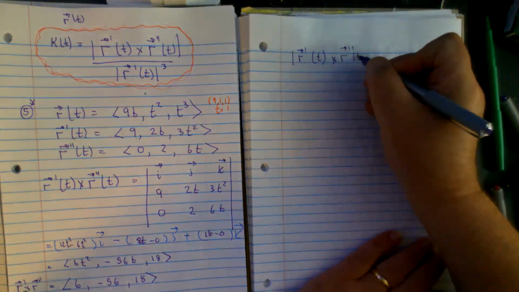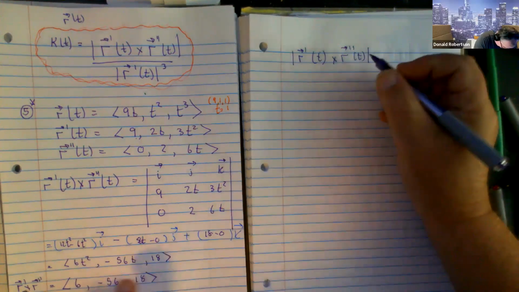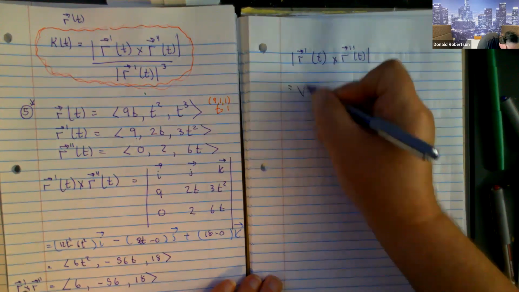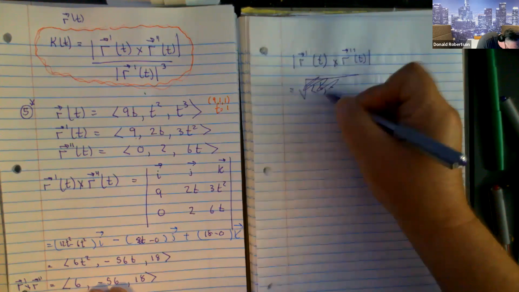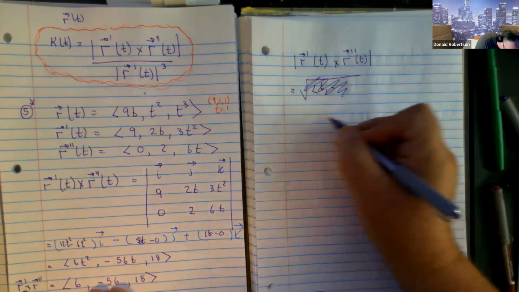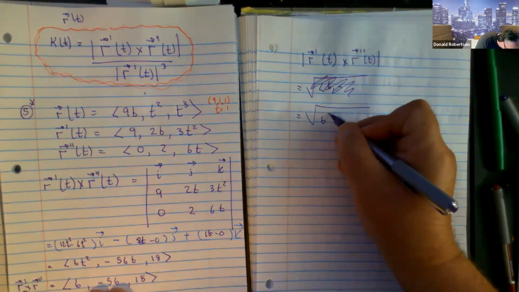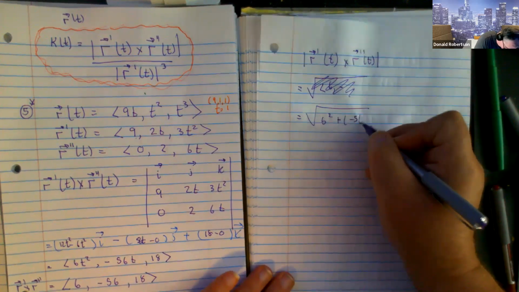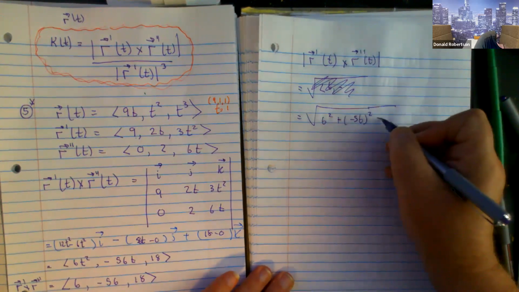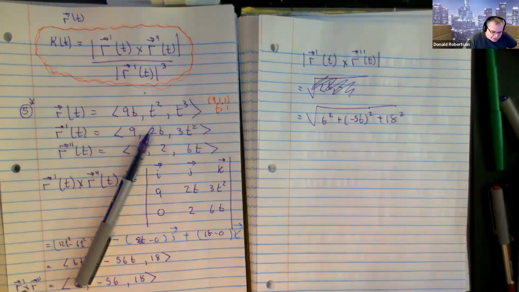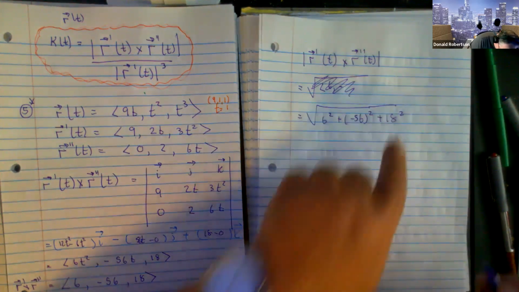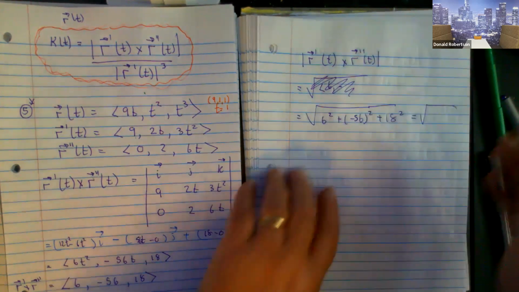So this guy becomes the magnitude of this vector. So it's going to be 6 squared plus negative 56 squared plus 18 squared. I'm going to have to, has somebody got a calculator handy and tell me what that horrible square root is equal to?